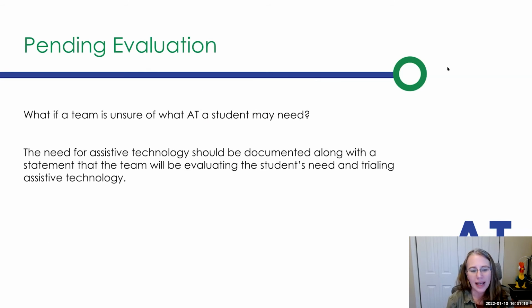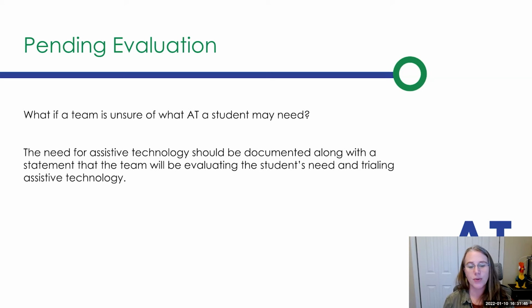But again, what if a team's unsure of what a student needs? Okay, in that case, you're going to be writing that yes, the team feels like the student needs assistive technology, but maybe you're not going to put anything in supplementary aids and services yet because it's still being trialed. In some instances, if you think the student needs speech to text, that might be able to go into the supplementary aids and services while an evaluation is going on to figure out which type of tool, which brand, or which features are going to be best.